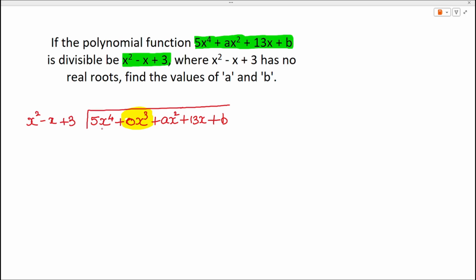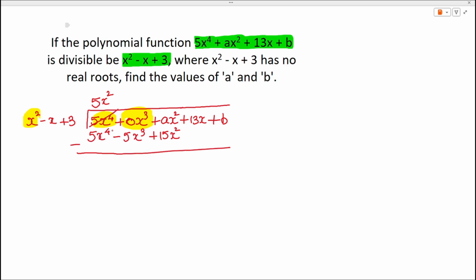Now we have to look for a term which when multiplied by x squared gives us 5x to the power of 4. So we can write it down as 5x squared. 5x squared times x squared gives us 5x to the power of 4. 5x squared multiplied by negative x gives us negative 5x cubed. And 5x squared multiplied by 3 gives us 15x squared. Now we'll be subtracting these two.